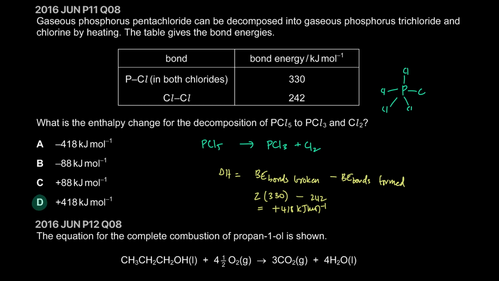Alternatively, you could say we're breaking all 5 P-Cl bonds and then we're making 3 P-Cl bonds. The overall change would just be the fact that we're breaking 2 P-Cl bonds. So you could do bond energy of reactants minus products, or you could just identify the bonds being broken and the bonds being formed, and subtract the bond energy of the bonds formed from the bond energy of the bonds broken.